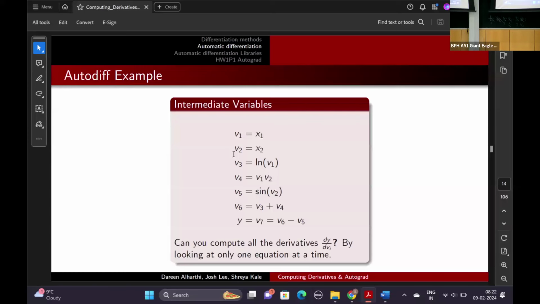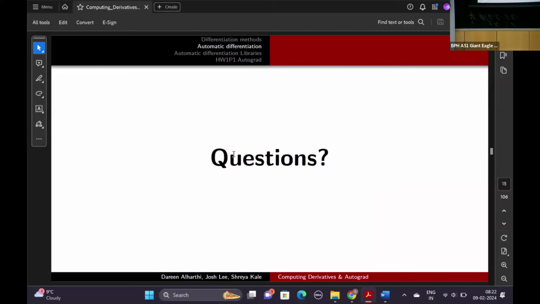For those watching the video, I'm not sure if you're able to see this, but we have just demonstrated how to use chain rule decomposition to get the derivative of y with regards to x1. All right, so questions at this point?